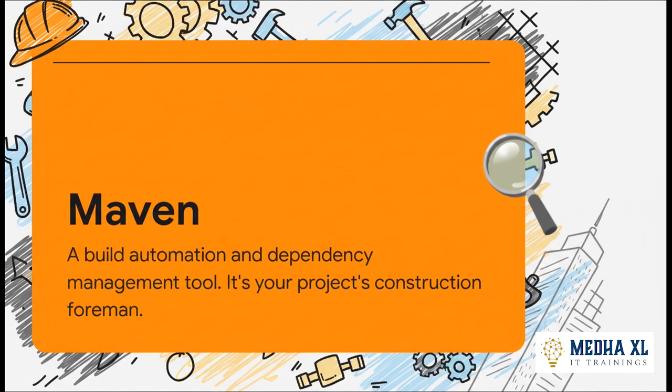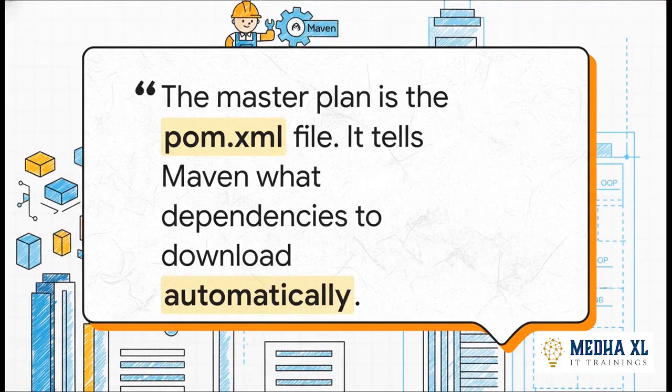First, it completely automates the process of actually building our application. And second, and this is absolutely crucial, it manages all the third-party materials, the specialized windows, the custom elevators, the specific brand of steel that our project depends on. So how does Maven know what to get? It reads this one file, the pom.xml.